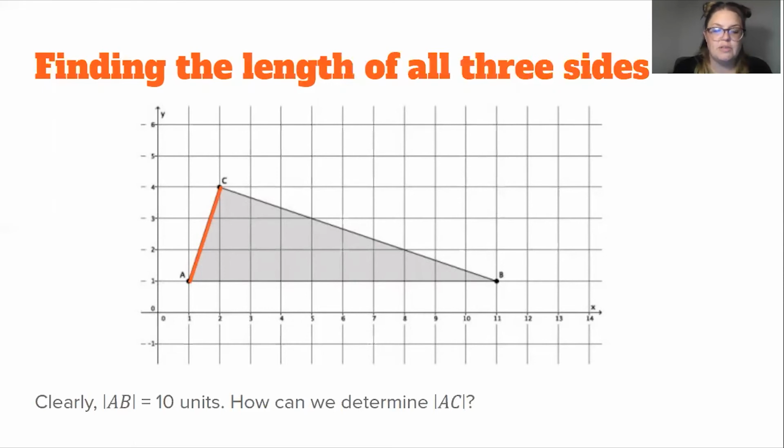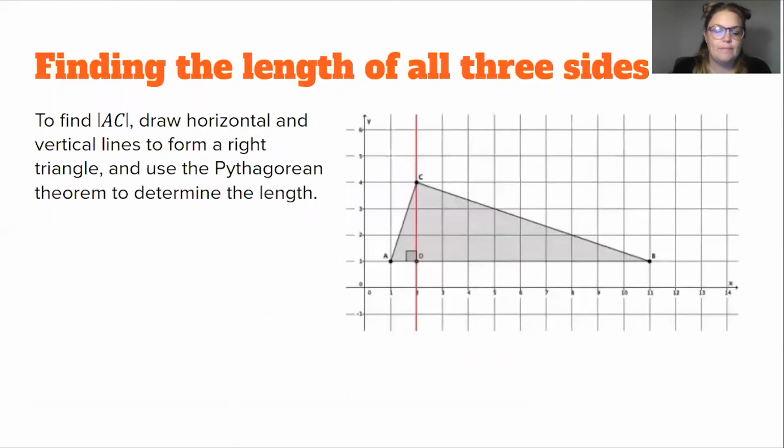How can we determine the length of line AC? It's marked here in orange. When we apply the Pythagorean theorem, we need to remember to look for other triangles that can help you to solve for missing values. To find the length of line AC, we can draw a horizontal and vertical line to form a right triangle and use the Pythagorean theorem to determine the length.